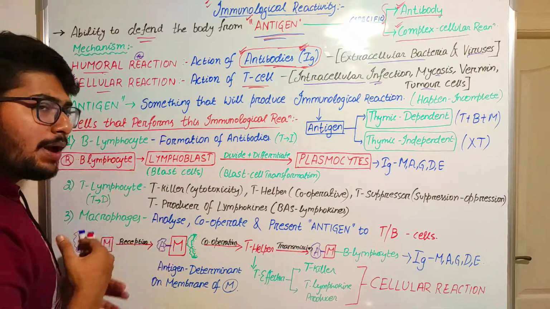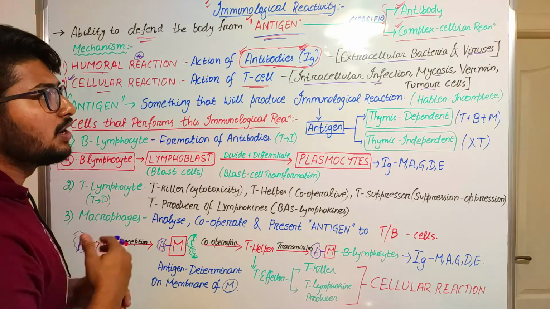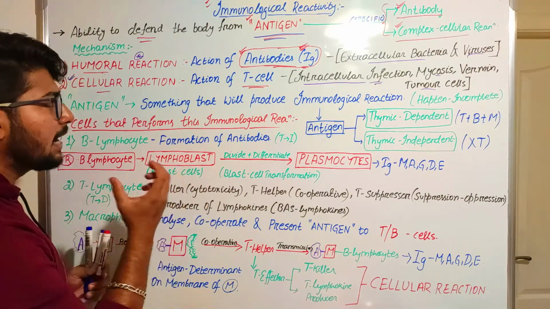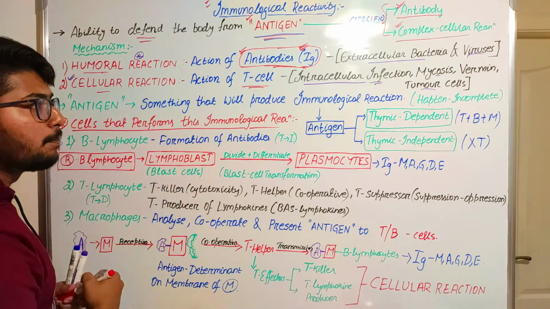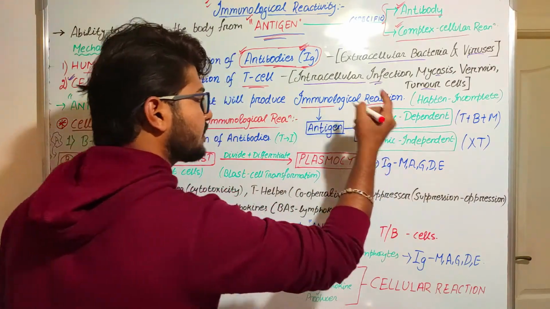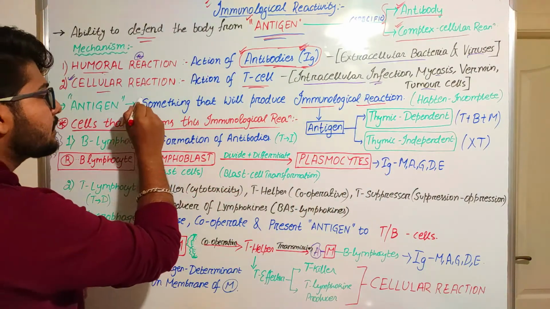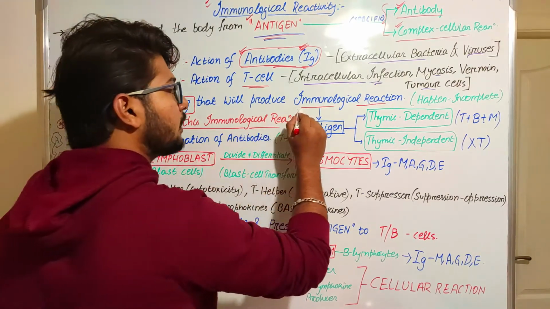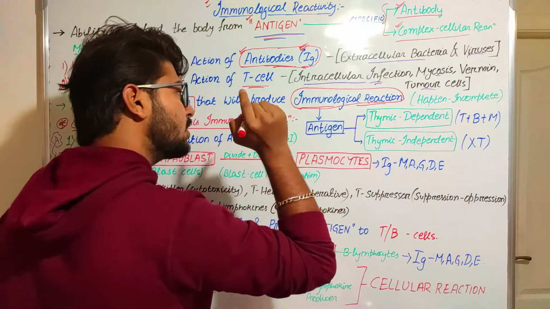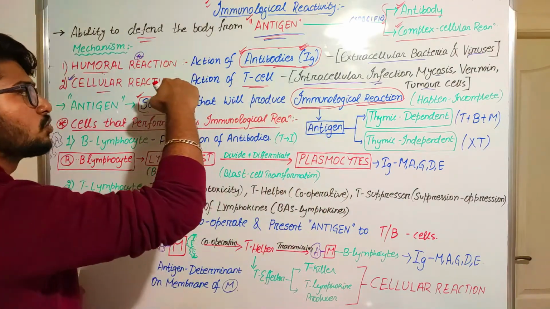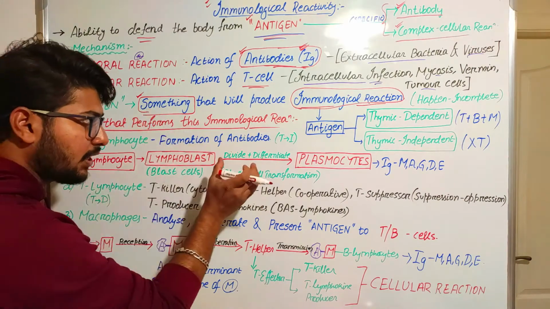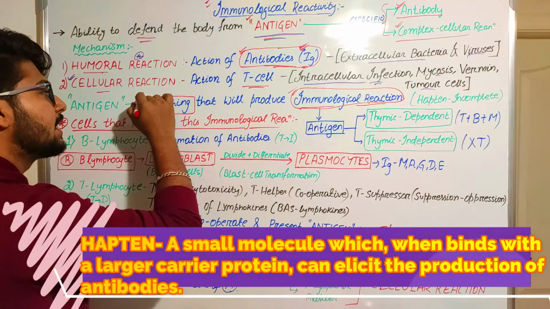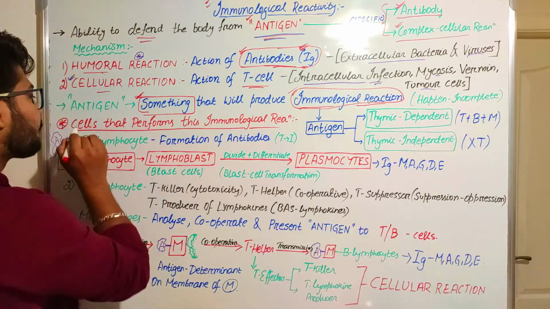Next comes, what do you mean by antigen? As we are continuously speaking about antigen, we should know what an antigen is. An antigen is something that will produce an immunological reaction. It can be anything, but it should produce this immunological reaction. If it produces immunological reactions like these two reactions, then the factor causing this reaction will be said to be an antigen.